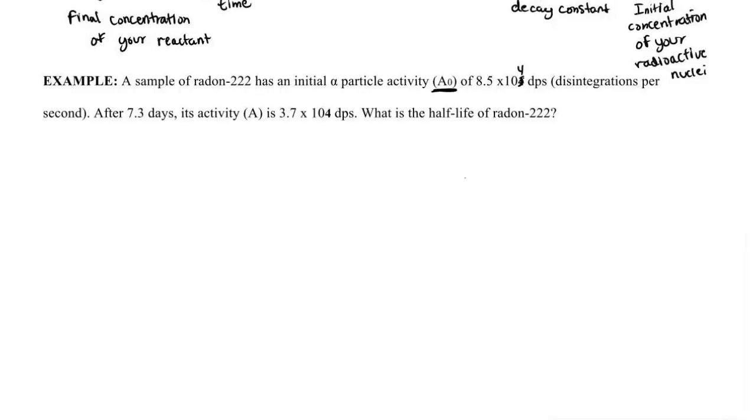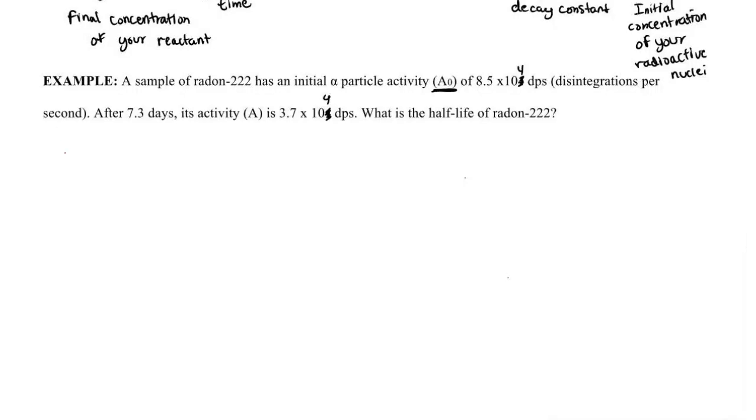So basically it's breaking down by that much per second. After 7.3 days, its activity A is 3.7 times 10 to the 4 disintegrations per second. What is the half-life of radon-222? So again, we're dealing with first order kinetics here, but now it's just first order radioactive kinetics.